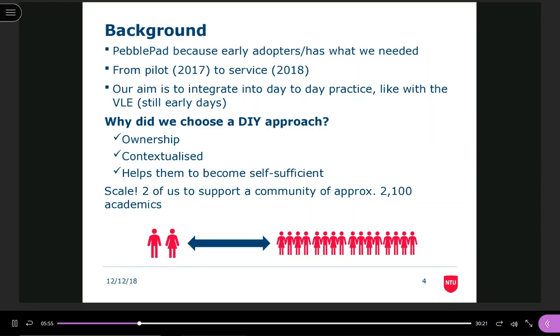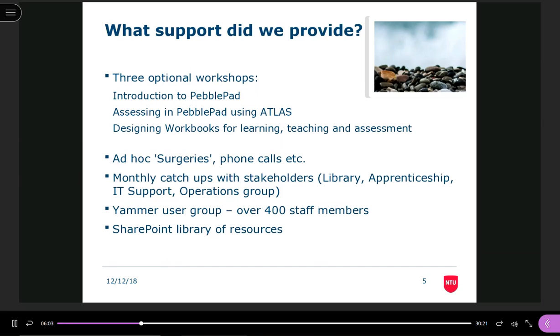Yeah. So basically, it was out of necessity. We needed to make that work properly because there's no way we could have done workbooks for everybody, even though we might have liked to. So I'm going to talk a bit about the support that we did provide, because we didn't just leave people to it. We did put a lot of things in place. So we started off with 3 workshops, which are optional, but I have to say the majority of people that are using PebblePad do seem to have come along to at least one of those.